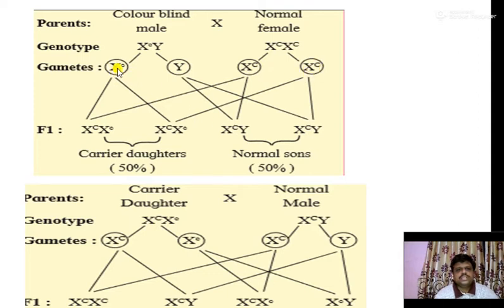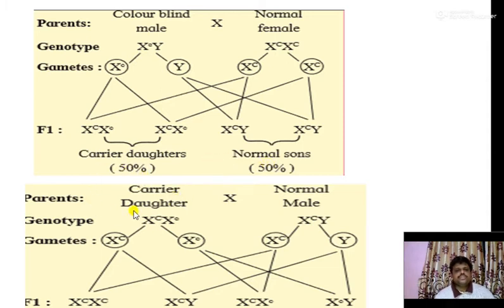When this recessive gene fuses with this normal or dominant gene, it will produce the first offspring with the dominant C gene and the recessive one. So this will be a female, and this female will be a carrier. This one will be a carrier again, and this one will be a normal male. So the F1 ratio is 50% carrier daughters and 50% normal sons. So the ratio of carrier daughters to normal sons is 50-50.